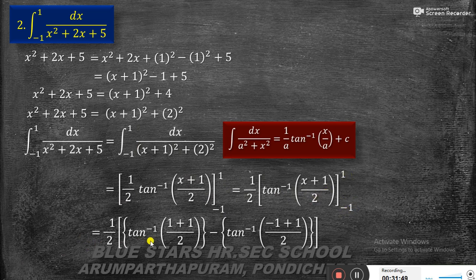So 1 by 2 into tan inverse. First I substitute the upper limit, that means 1 plus 1 by 2, minus, I substitute the lower limit, minus 1 plus 1 by 2. That means minus 1 plus 1 means 0, 0 by 2 is 0. So tan inverse 0, and this is 2 by 2, means 1, tan inverse 1. So the next step I write 1 by 2 into tan inverse 1 minus tan inverse 0.